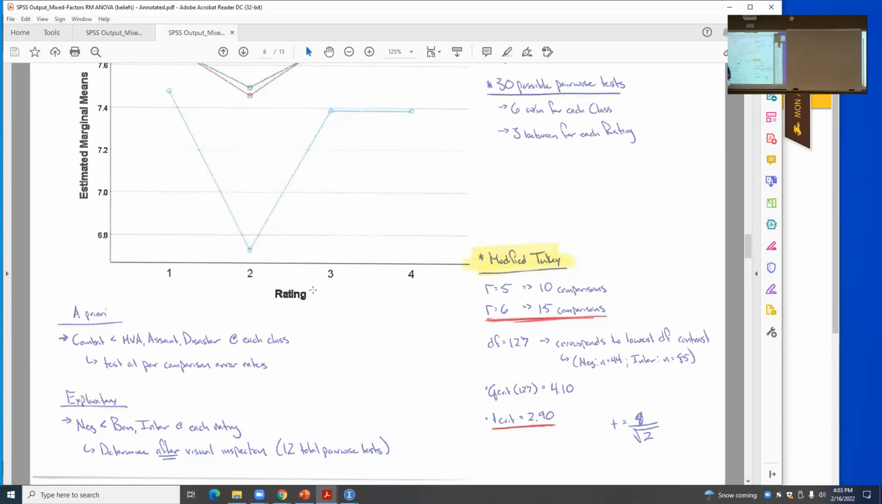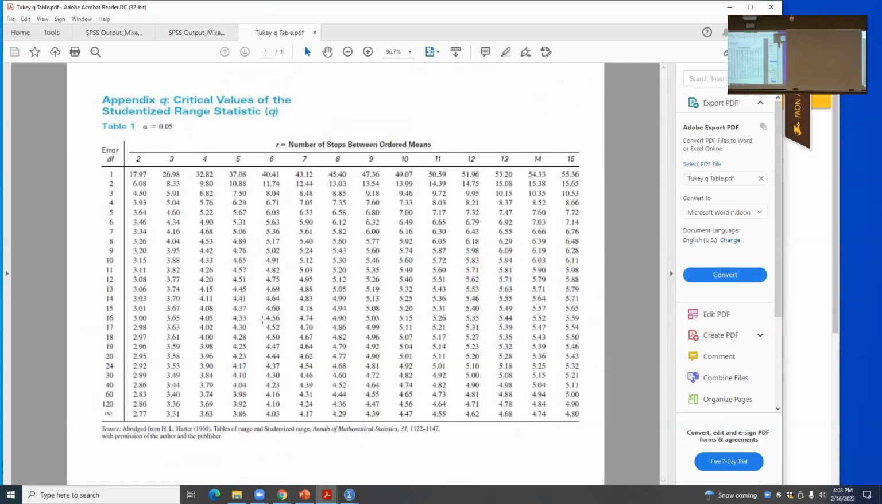Now remember with a Tukey, and you've got that handout that I sent around, our Q table. With Tukey, I need to take the number of steps between my ordered means, that's the number of means I have in my sample, and then look at my error degrees of freedom to find a critical Q. Then I calculate a Q test and compare against my Q critical to see if I have evidence for my effect. Now, the nice thing is that Q, remember, has a direct relationship with T.